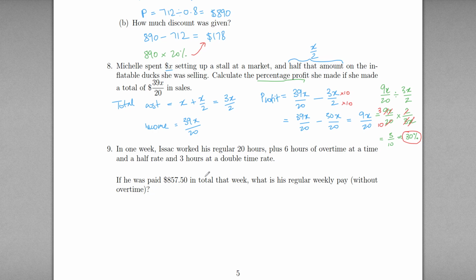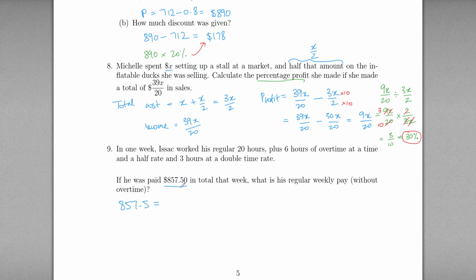Okay, so if he was paid $857.5 in total, what is his regular weekly pay? So I think what we've got to do is just try and put this information into an equation. Okay, so he was paid $857.5 in total. So 857.5. And how I explain this in class is, if we're given these sort of final answers, we've got to think about, well, how did we get there? All right, how did we arrive at this number?